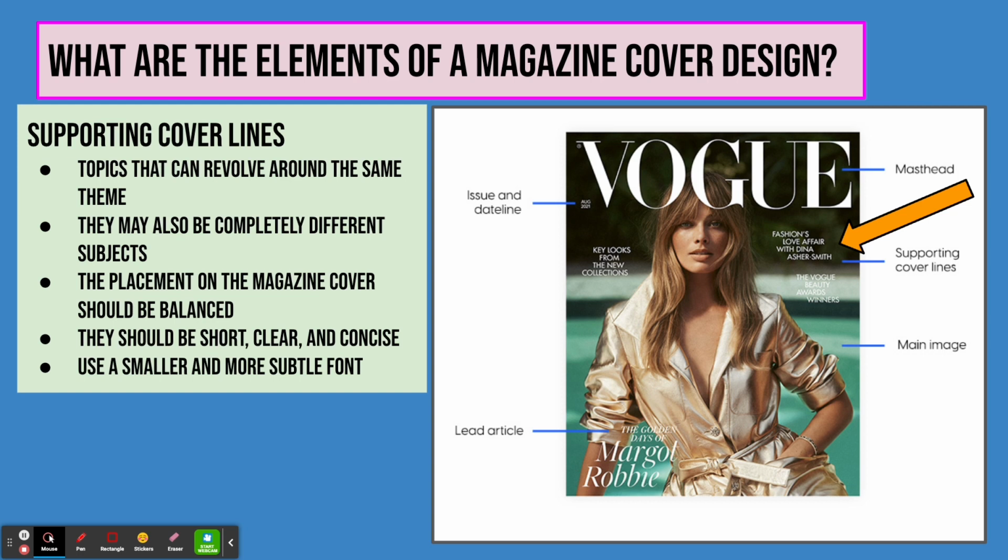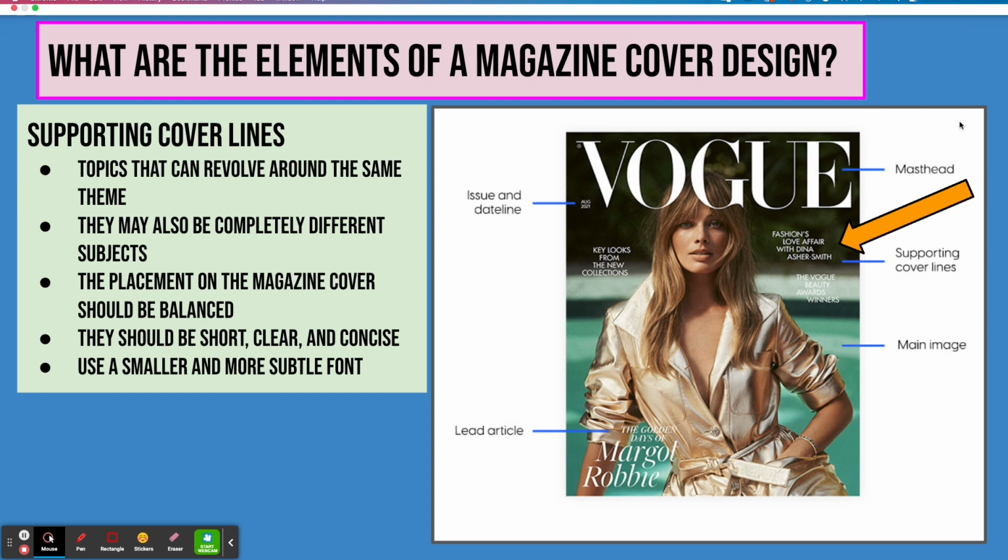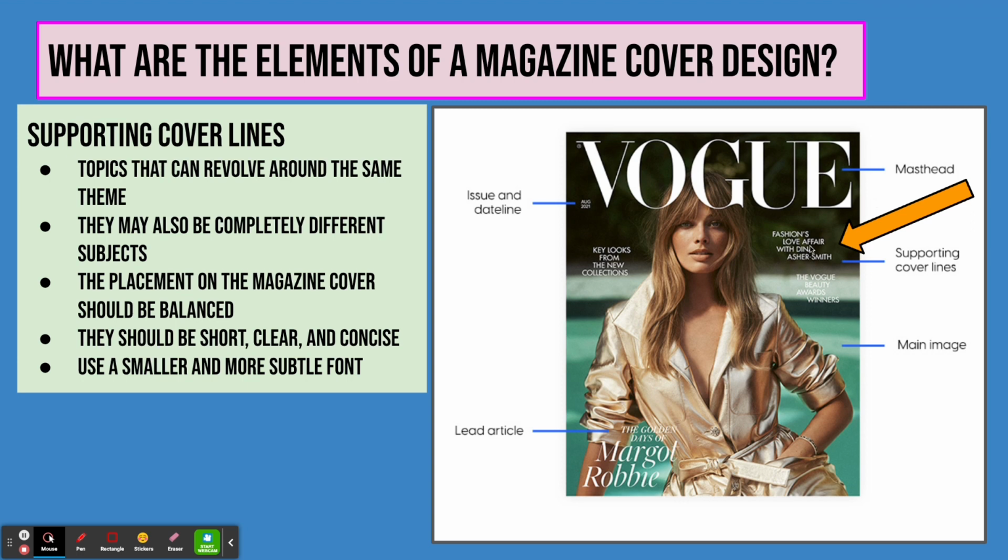And you can see the arrow pointing to here. You can see that it's a smaller, more subtle font. These ones here are the supporting cover lines. There's more here, here. There's 3 of them here. They're all nicely balanced up.